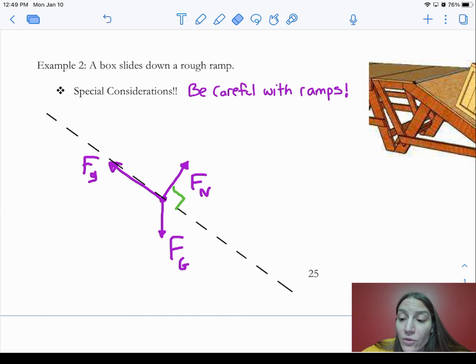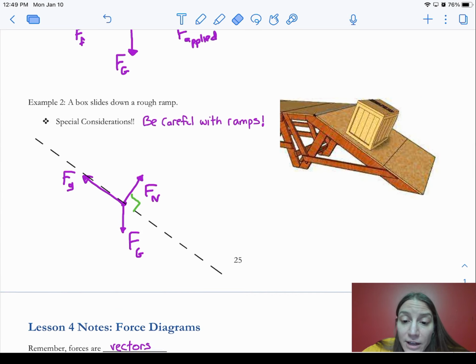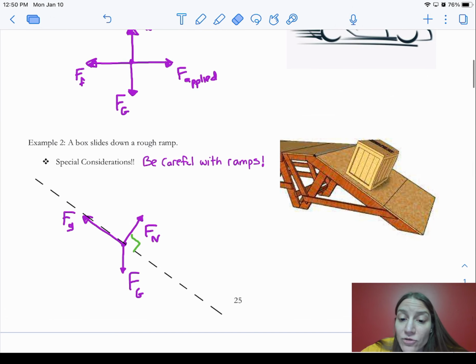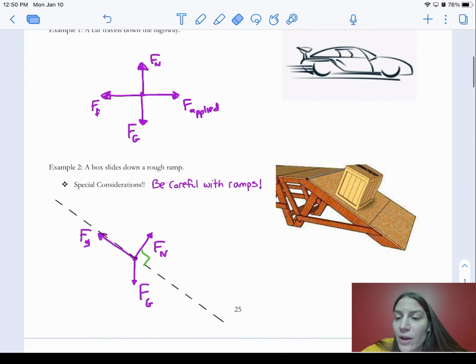Okay, so that is a couple of examples of how we can draw some force diagrams. Sometimes there's only one force, sometimes there's only two forces, sometimes there's 5 forces. As long as we're making sure that all of the forces are represented, then we've done a good job drawing our force diagrams. If you have any questions at all, this is one of the harder topics that we're learning in this unit. Make sure you ask your teacher for help.